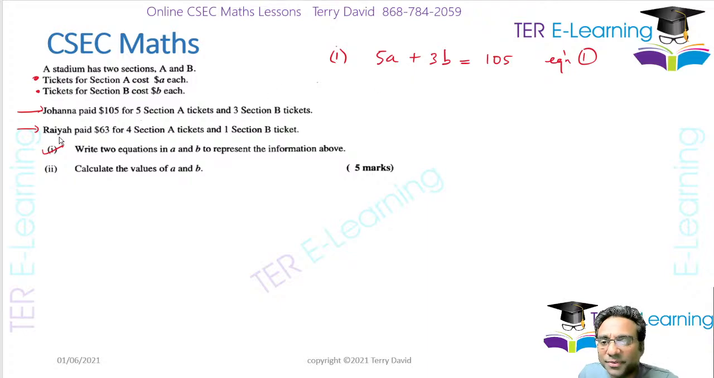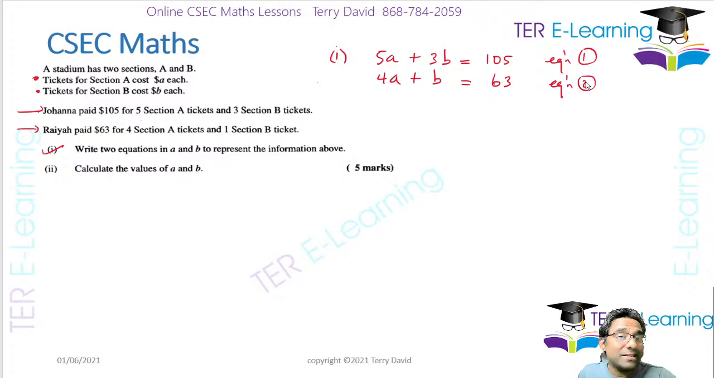Then you have Raya, I don't know how you pronounce it. Paid $63 for 4 section A tickets, so 4A plus 1 section B ticket. So that's plus B is equal to $63. So that's my second equation.